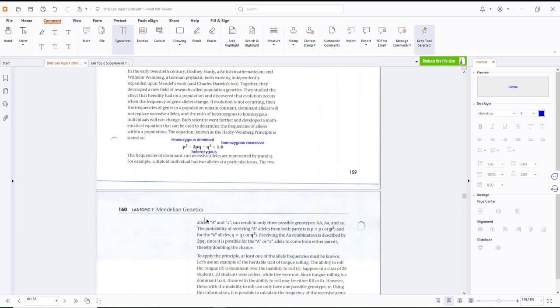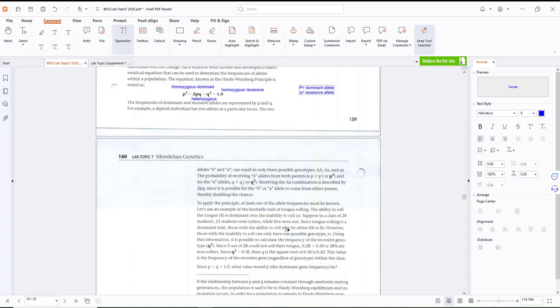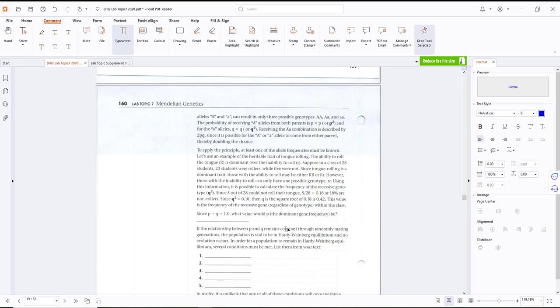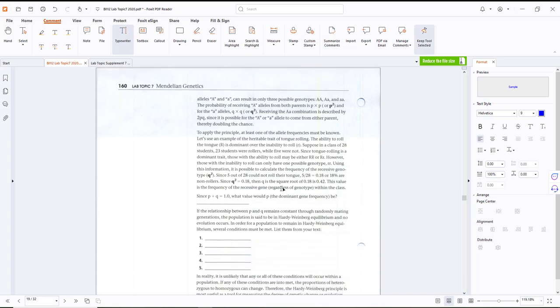Now, when we're looking at this equation, the P represents the dominant allele. The Q represents the recessive allele. So if you look at this, P squared represents the homozygous dominant. 2PQ represents the people that have both the dominant allele and the recessive allele. And then Q squared represents 2 recessive alleles. All right, so we'll play around with that in a minute.